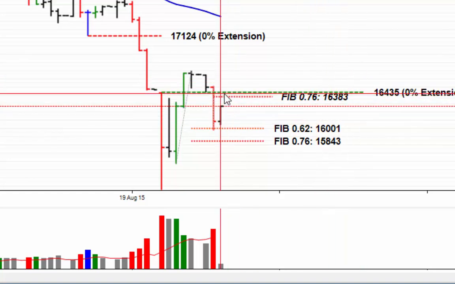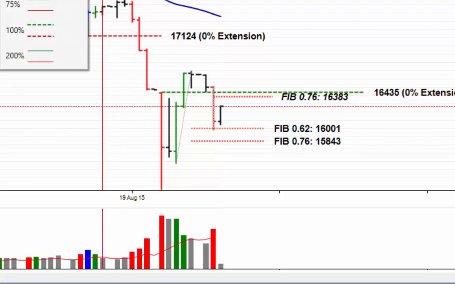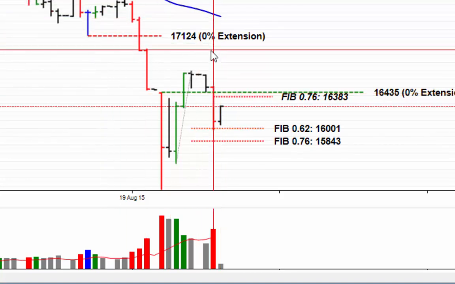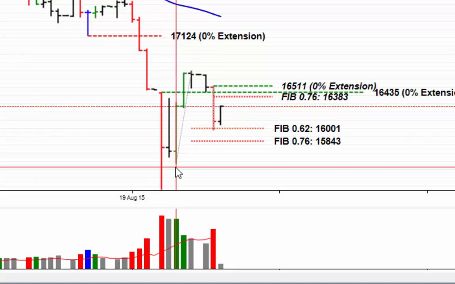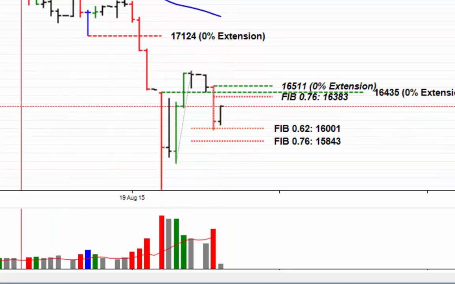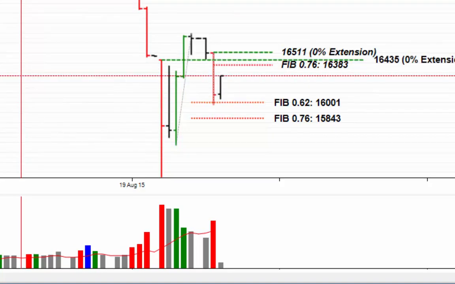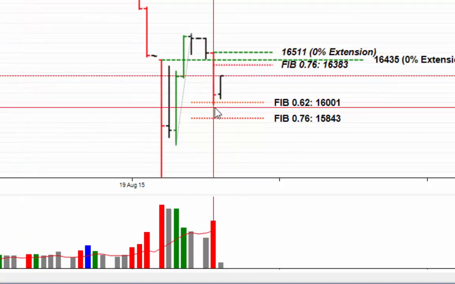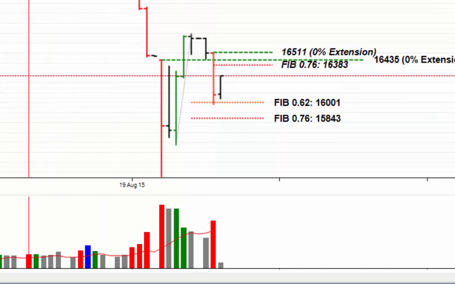So watch out for the market struggling at, I'm just going to move this over, 16,383. It's got to close above this if prices are to move higher. And also the high of this bar as well, 16,500, will also show some sort of resistance. So again, it's interesting to see how the market will play out with regards to this, because it certainly traded through yesterday and down to that first 62% that we marked up there.